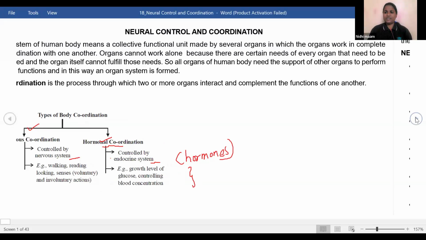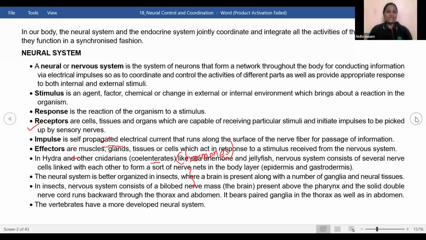Now let us proceed. When we say a neural system or a nervous system, it is a system which has a network throughout the body. Why should it have a network throughout the body? Because it has to send and receive the signals. It has to convert or transfer the information via electrical impulses. That is why it should have a network-like structure.